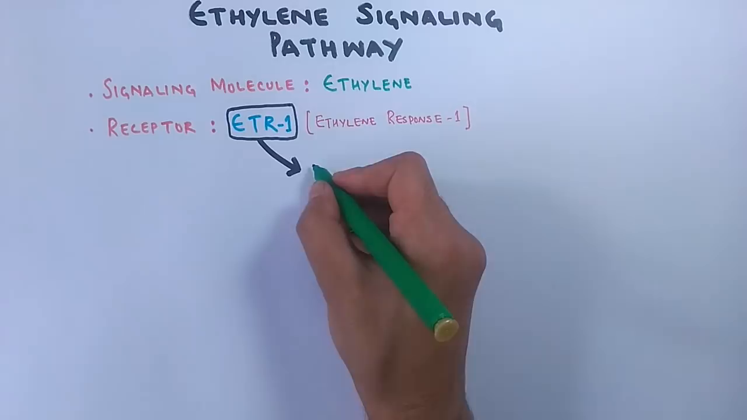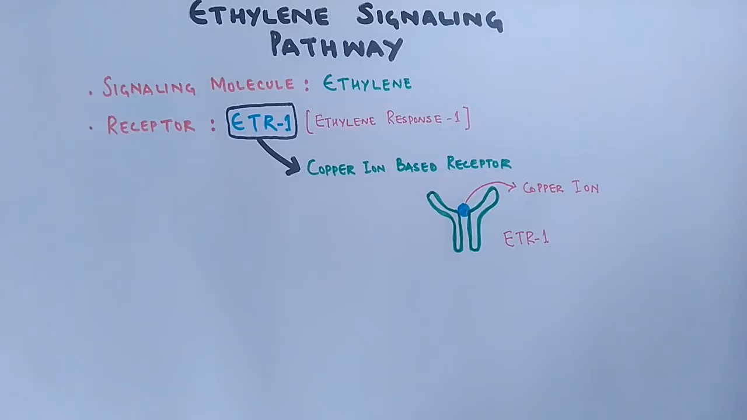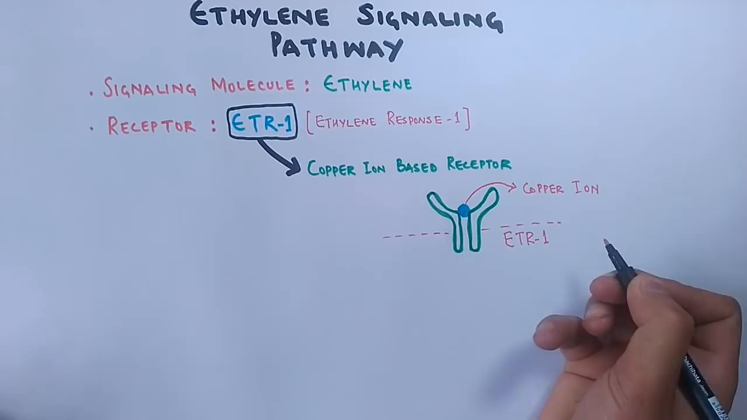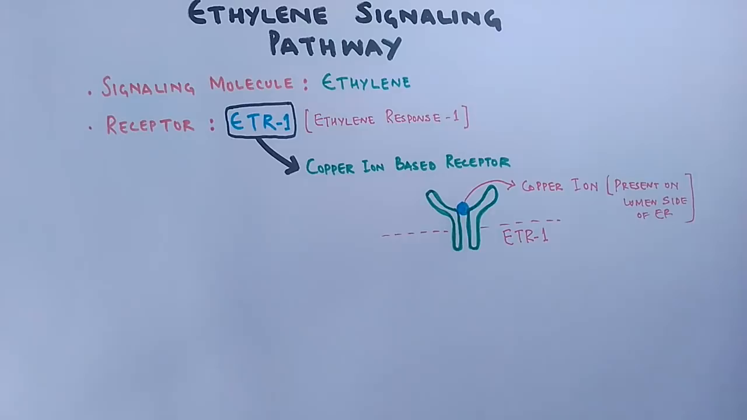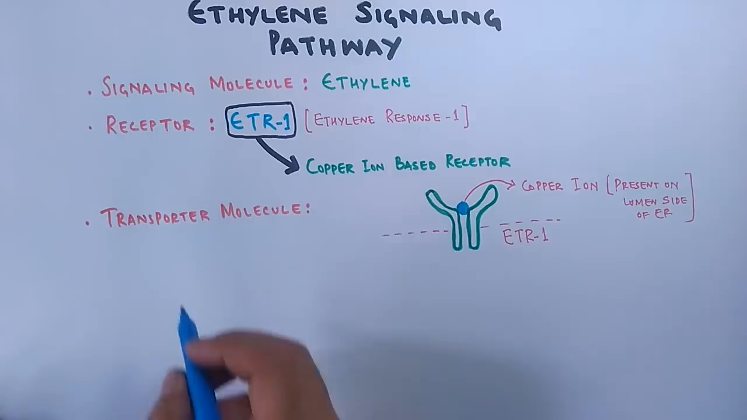This ETR receptor is a copper ion based receptor and is fully functional only when copper ion is present in it. And also remember that this ETR receptor is present on the membrane of the endoplasmic reticulum and its reception site is present on the lumen of the endoplasmic reticulum. Now, as we have already said, the ETR becomes functional only when copper ions are present. For that purpose, we have a transporter molecule called RAN1, responsive to antagonist 1, which helps in the transportation of these copper ions.